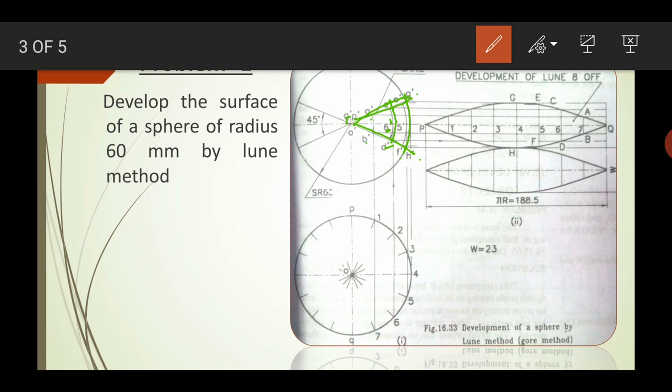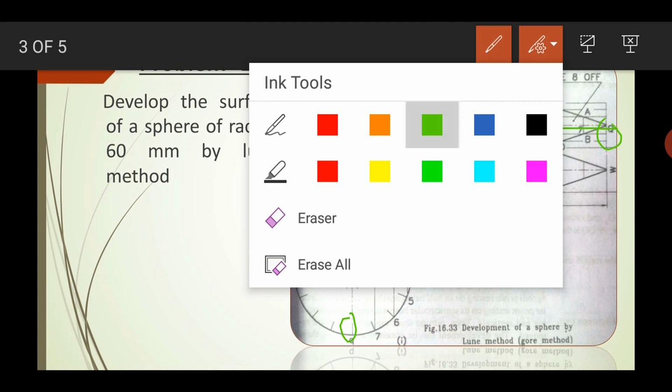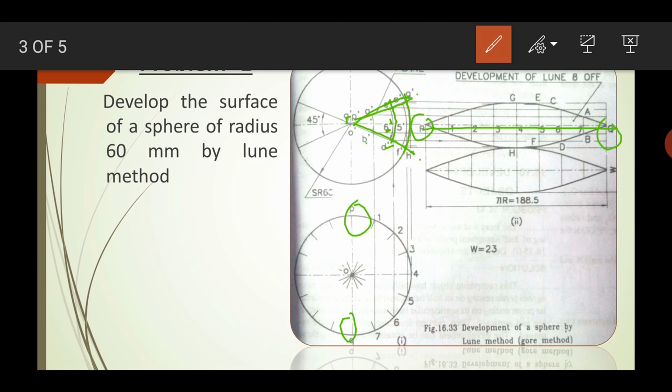Now stretch out this line PQ. Now what we have to do is take it out, and this P and Q I'm going to write here. Stretch out the line P and Q. I just mark P and Q here. I'll change the color. So stretch out the line P and Q.